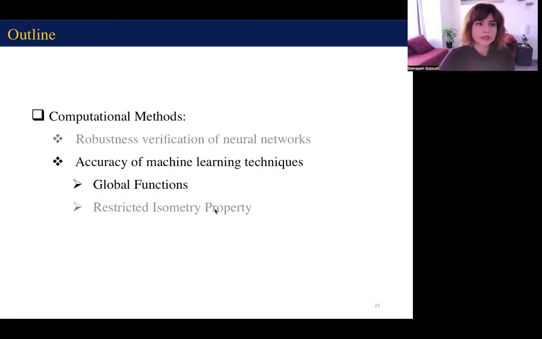Okay, so for this part of my presentation, I'm going to discuss notions of global functions and restricted isometry.